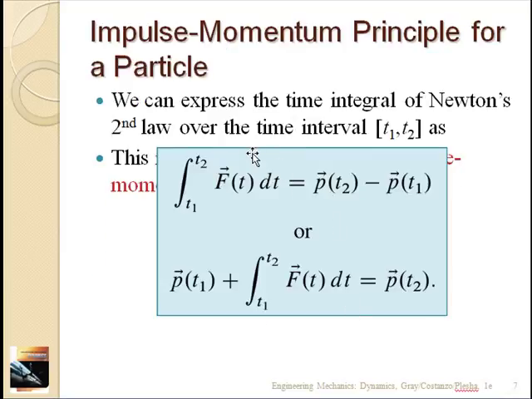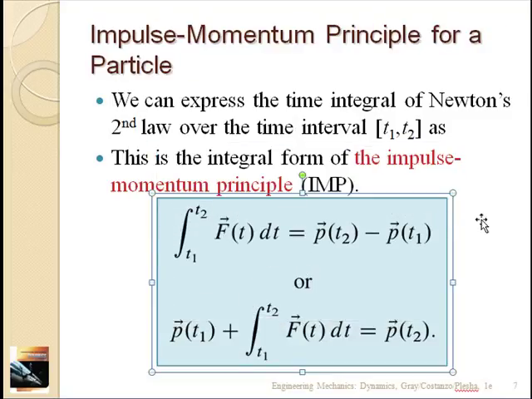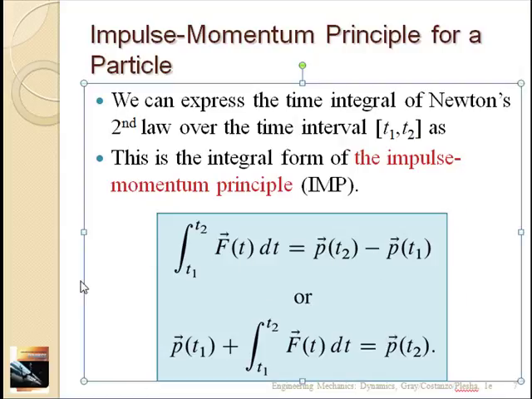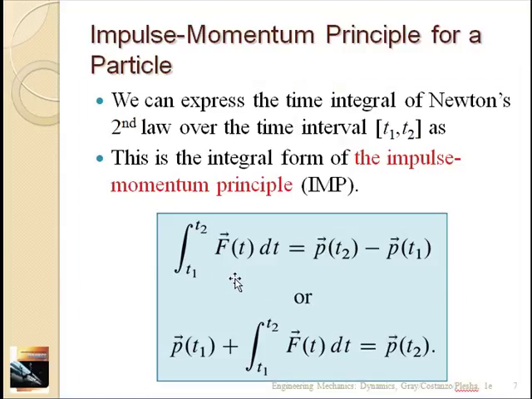So the impulse momentum principle tells us that the impulse is equal to the change in momentum, right? So the impulse over some time period t1 to t2 equals the change in momentum over that time period. Or the initial momentum plus the impulse equals the final momentum, however way you want to look at that.